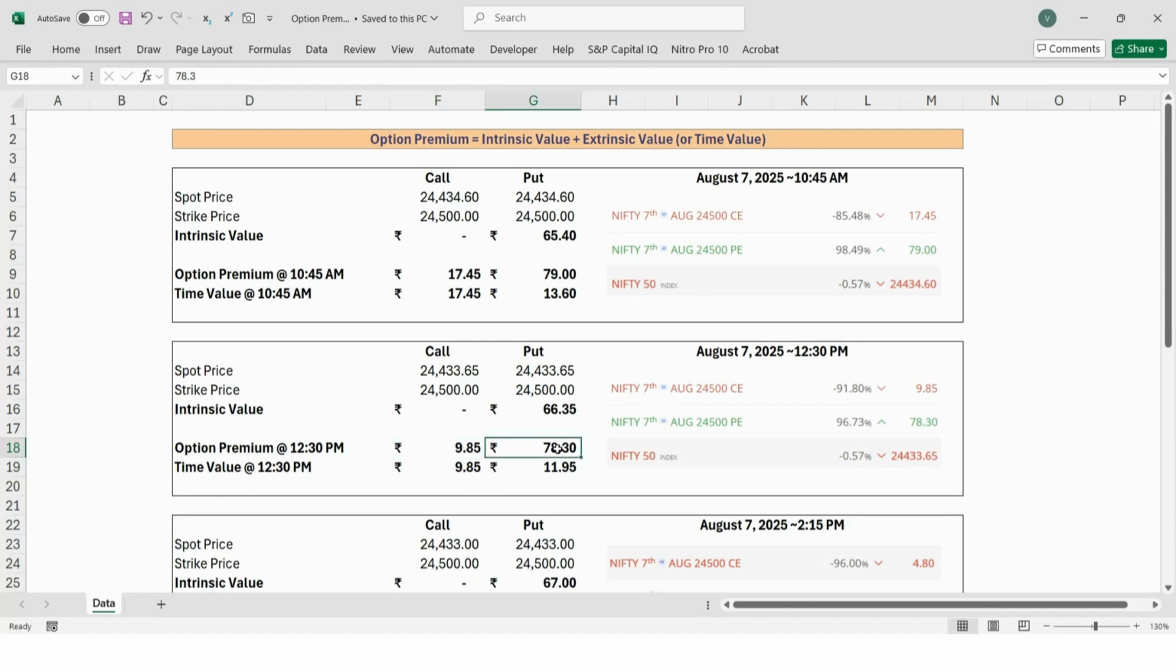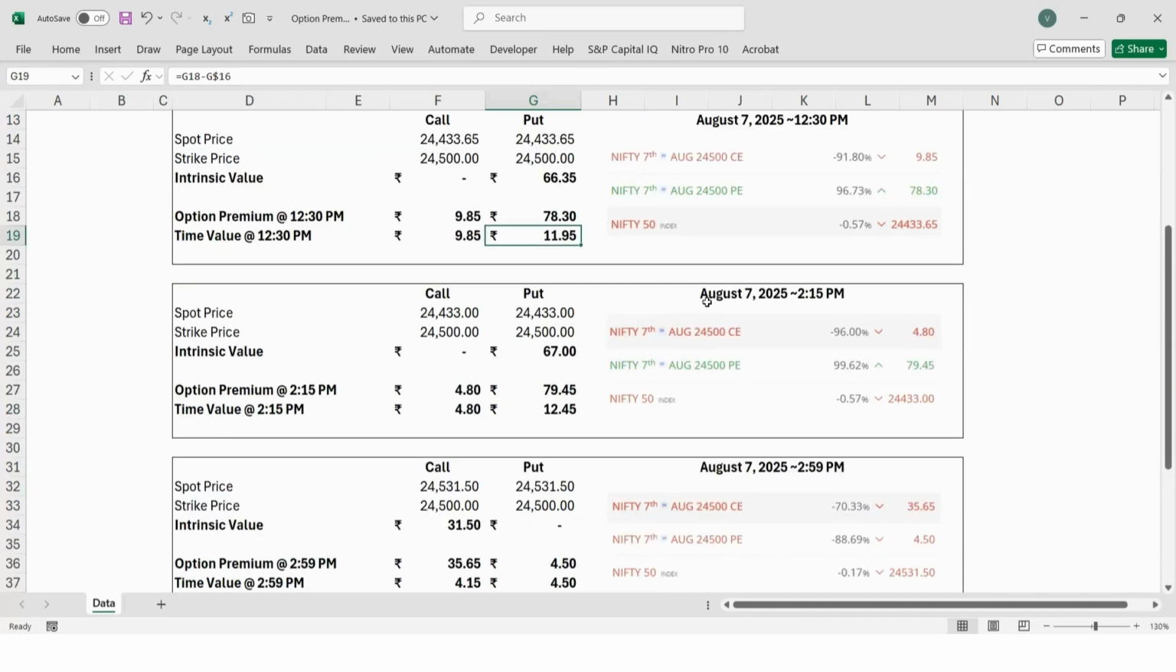For put, no major change. The option still trades at 78.30 versus 79, and therefore the time value is marginally lower again because we are heading closer to expiry. The same option at 2 o'clock or 2:15. Call option is even lower in terms of premium value. The market is still more or less at the same value. No major change. A perfect day for option sellers till here. And call option has lost premium from 9.85 to 4.8, while put still remains more or less where it was.